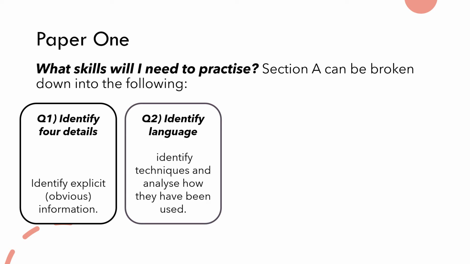Moving on to question 2. Again, we need to be thinking about language techniques when we're thinking about this question, and then you need to analyse how these have been used. The question will normally ask you, how has the writer used language to describe something or other? With that, you need to see what kind of language techniques have been used and really think about how that aids our understanding of the description.